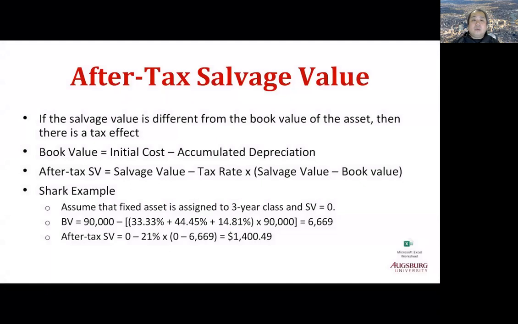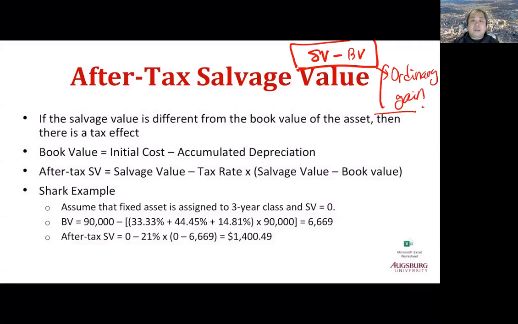Now, we have another issue here. Salvage value may be different from book value of the asset. If so, there will be a tax issue. According to the tax code, IRS charges taxes on the difference between salvage value and book value. And this difference is called the ordinary gain. If book value is greater than salvage value, which means you have an ordinary loss, then you will save taxes.